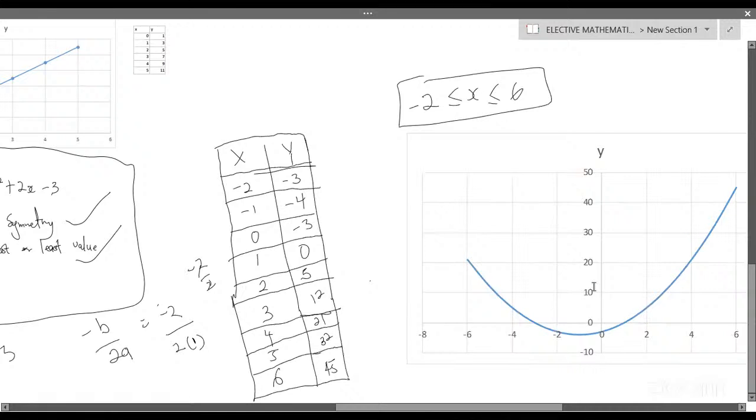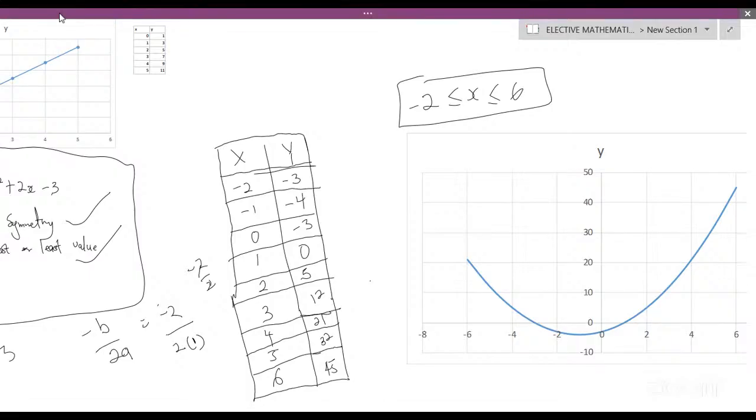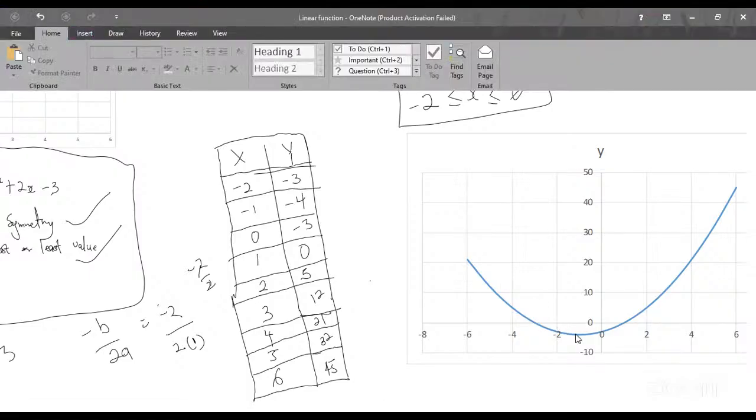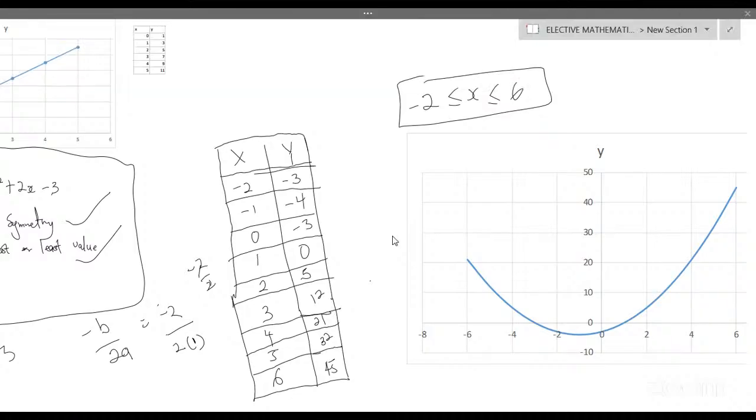Now, take a look at the graph. When we say axis of symmetry, we are talking about the line that divides the curve, this parabola, exactly into two. So when we take a look at this graph, you realize that when we divide it exactly into two, it's going to be on the negative what? -1 line.